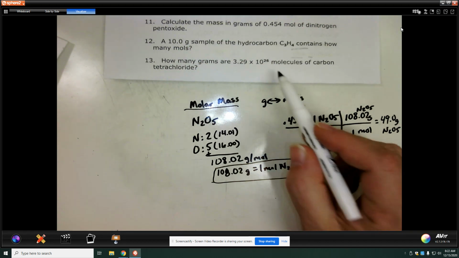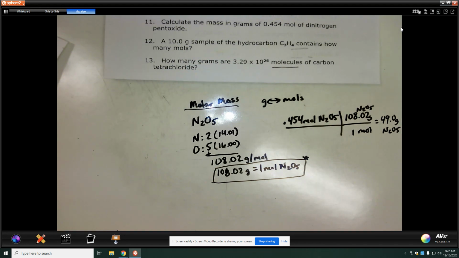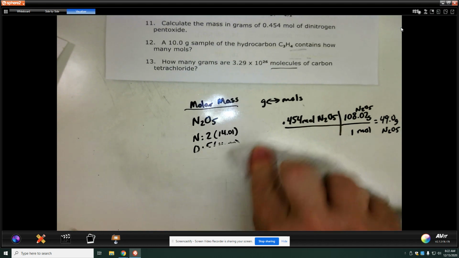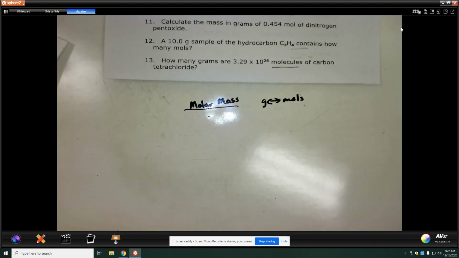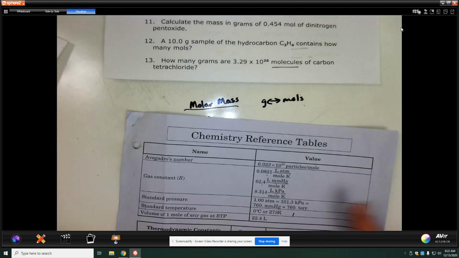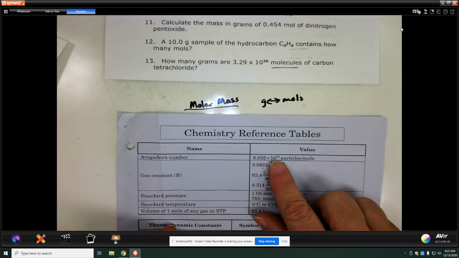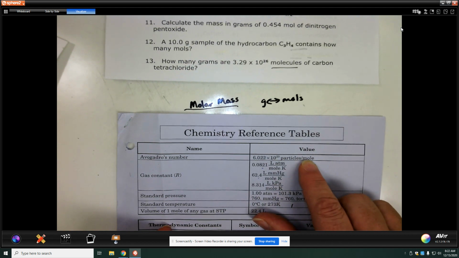Okay, well, what if it says molecules in the problem, like here in number 13? If it says molecules in the problem, that means we're going to have to use Avogadro's number. Avogadro's number is given to you. It is on the front of your reference tables. Let me show you where those are. So this is Avogadro's number. It is particles per mole.